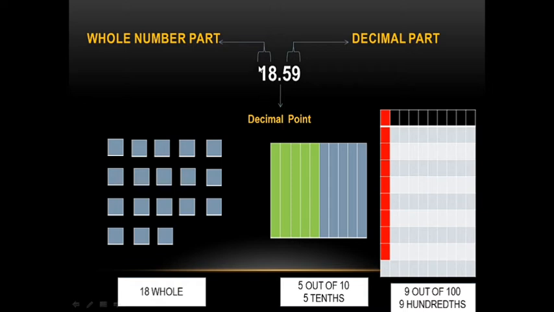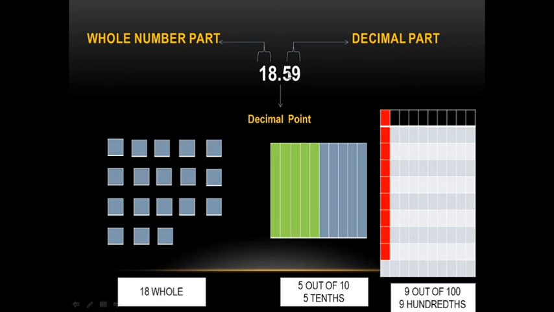So 18 is the whole part, it means a total of 18 wholes. Here I have taken the total number of boxes as 18, that is 1, 2, 3, 4, 5, 6, 7, 8, 9, 10, 11, 12, 13, 14, 15, 16, 17 and 18. So that is called 18 wholes. Then this dot is called a decimal point.